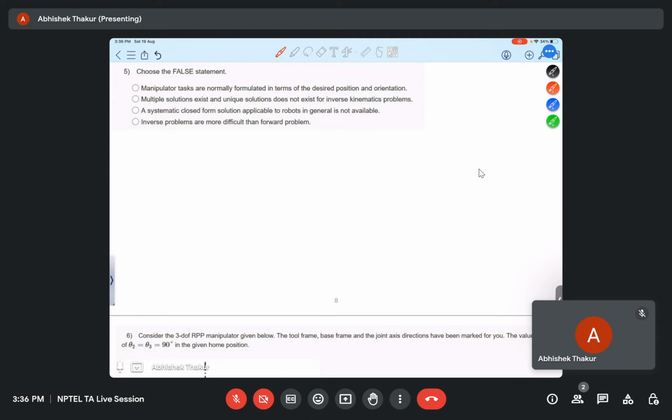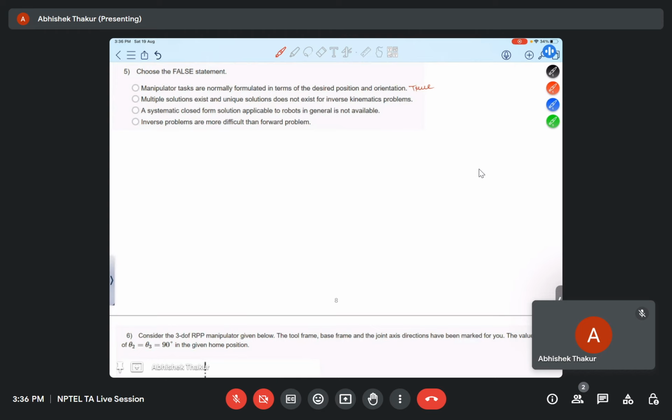Now coming to the next question. In this question, it is asking to choose the false statement. So first statement is manipulator tasks are normally formulated in terms of desired position and orientation. Yes, it is correct. So this is a true statement, because all the manipulators are represented from the base axis with respect to the position and orientation from the base axis.